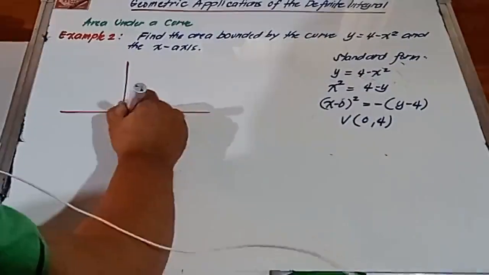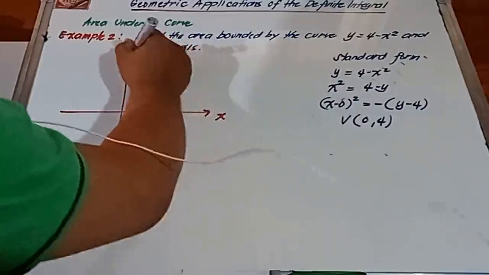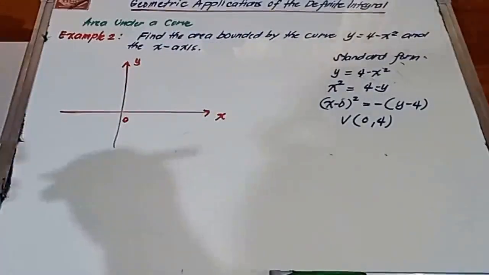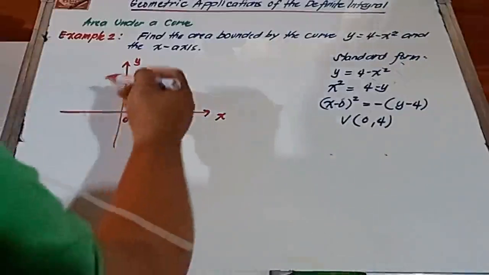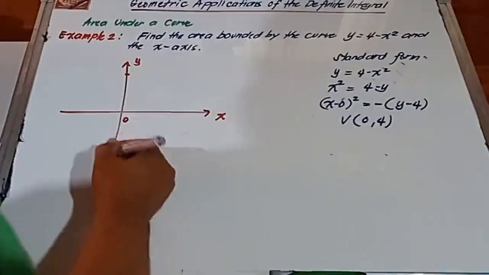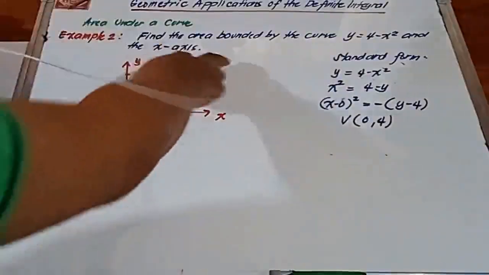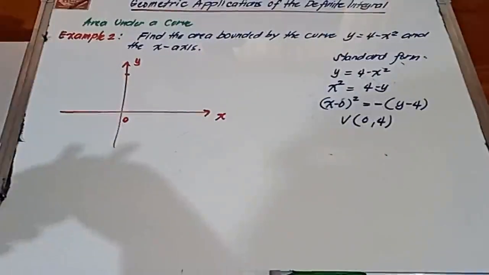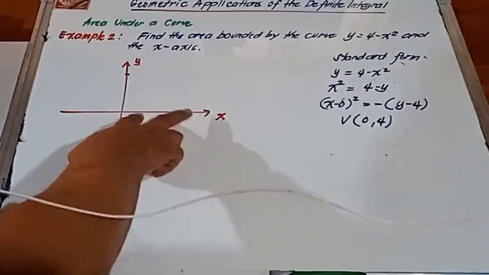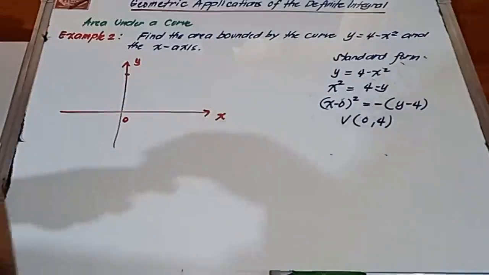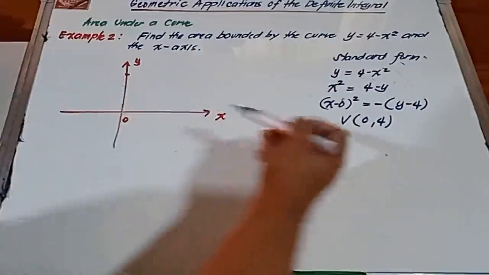Ito yung ating x-axis. Ito yung ating y-axis. So, 0, 4 ang kanyang vertex. Sabihin natin ito yung 4. Okay? Ang tanong, saan siya tatama sa x-axis? Kasi kasama sa boundary yung ating x-axis. So, alamin muna natin yung x-intercept.